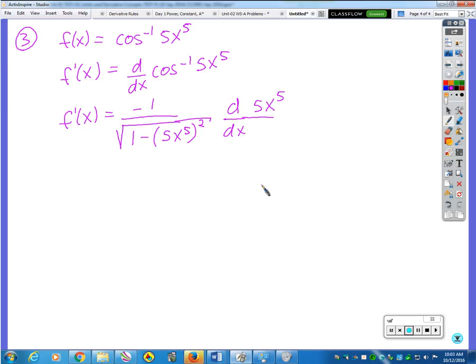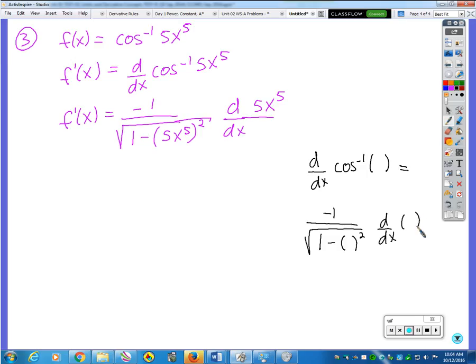You don't do cosine negative. Look at the rule. The rule says if you have the derivative of the inverse cosine of some expression, that is the same thing as 1 over negative square root of 1 minus the expression squared, multiplied by d over dx of the expression. Nowhere in here does it reference cosine. You see what I'm saying? Does that make sense?